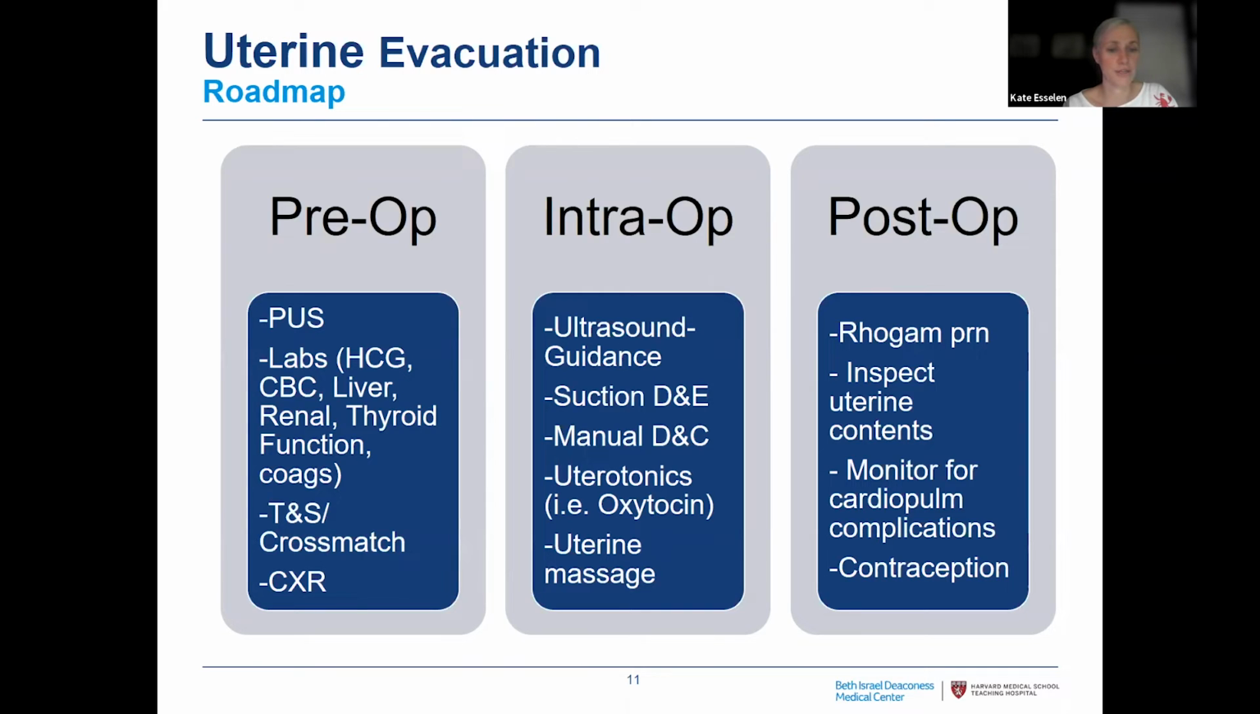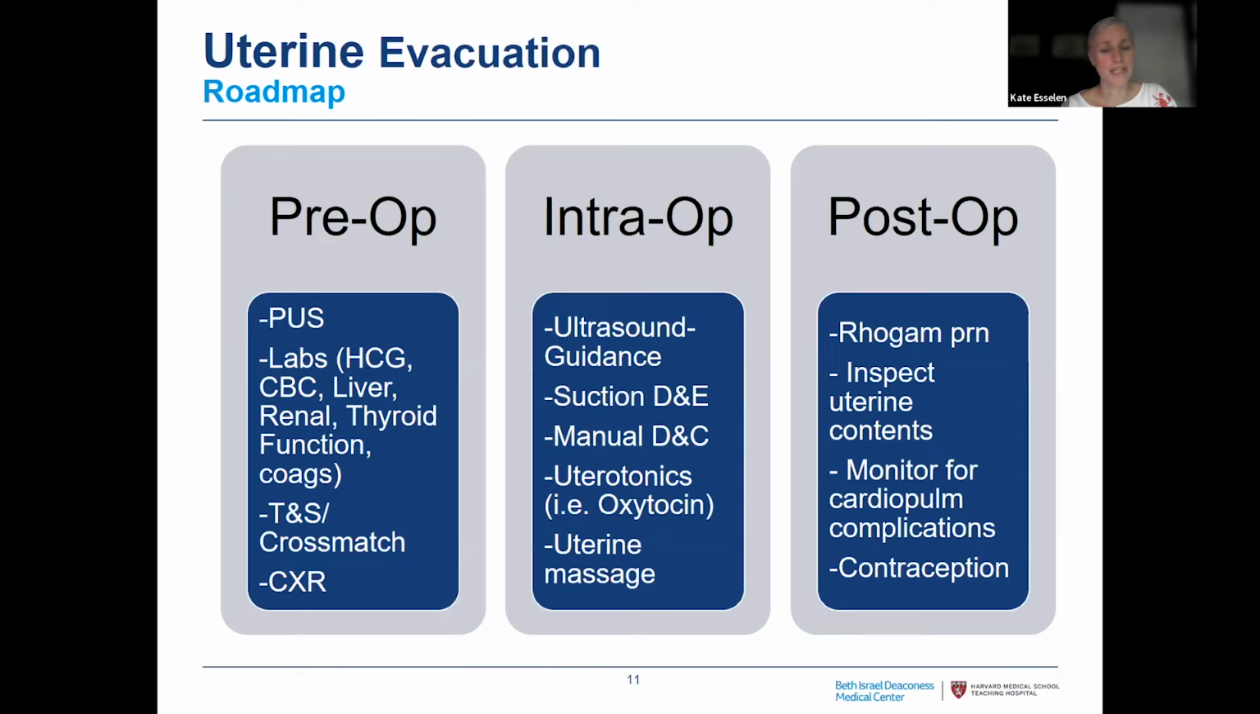You could start an oxytocin drip right at the beginning of the case with your anesthesia colleagues and have other uterotonics available to you, and be prepared after evacuation for some atony and to do uterine massage. Post-operatively, you want to make sure, if you had your type and screen, that you know whether or not your patient needs RhoGAM, which they should be given.